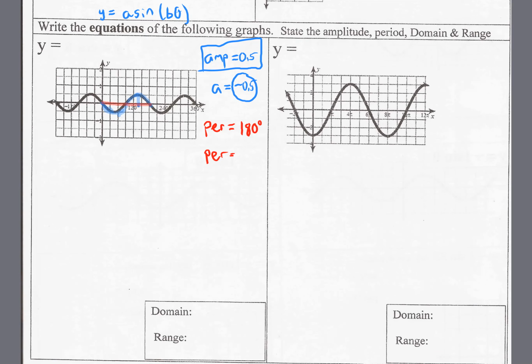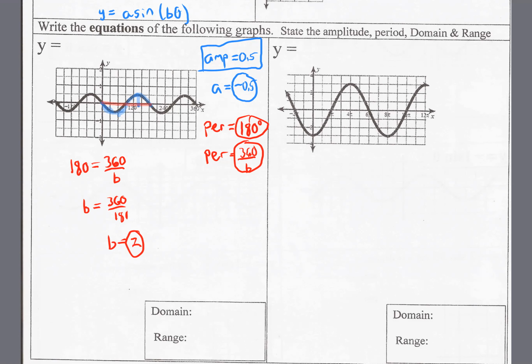And you have to be able to identify one cycle. So once you go through your 5 key points, you stop. That's the end of this cycle. So the period is 360 over B. Because the period equals this and the period also equals this, I can set these two things equal to each other and use the Compton trick again. So 180 equals 360 over B. Using the Compton trick, B is going to be 360 over 180. That means my B just equals 2.